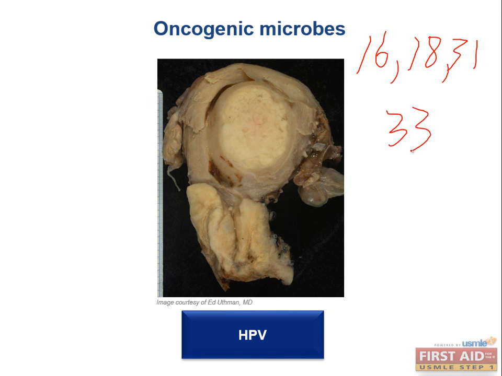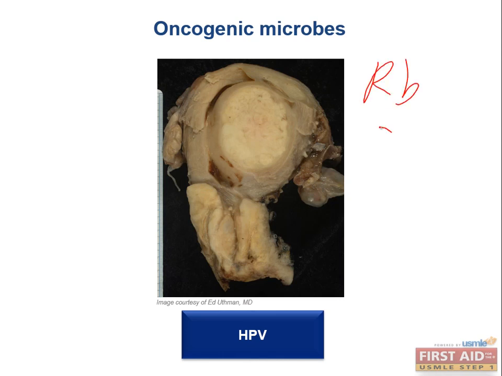What is the vaccine against? 16 and 18 at least. Okay, and this virus actually releases proteins, and they inhibit tumor suppressor genes. What tumor suppressor genes are inhibited by these viral proteins? It's E6 and E7 proteins. They inhibit the RB and the P53 suppressor genes.